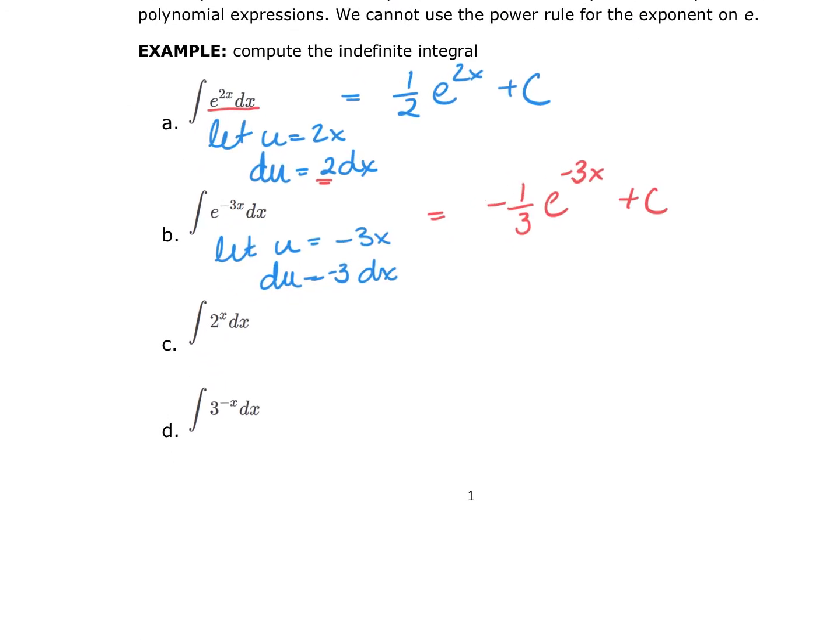Now this one, again, I can do with a u sub, and I would have said let u equal 2 to the x. du would have been 2 to the x times the natural log of 2 dx, and you can see I don't see the natural log of 2, so we know that when we integrate this it is going to be 1 over the natural log of 2 times 2 to the x plus c.